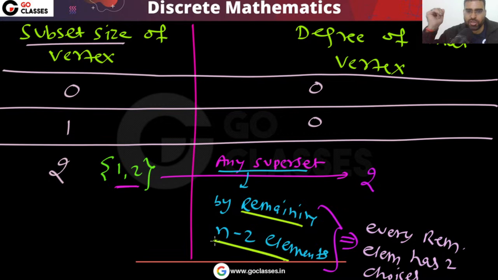By the remaining n minus 2 elements. Take it or leave it. So the remaining elements have 2 choices. Correct? All the remaining elements that you have, they have two choices. So n minus 2, because there are these many remaining elements. So the degree will be 2 power n minus 2. Very good. Okay, let's move on.